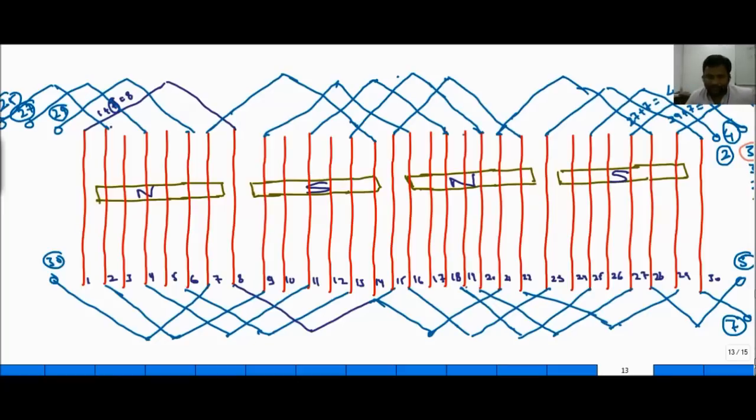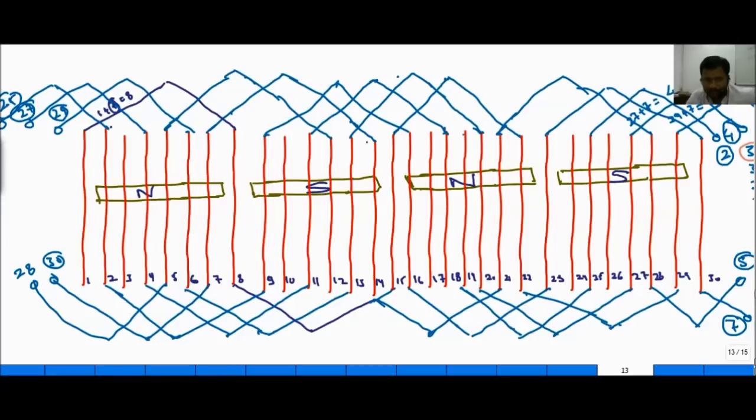5. Connection number 5. So the 5 is like this. This is connection number 5. This is 28, coming from 23. 5 plus 7 is 12.